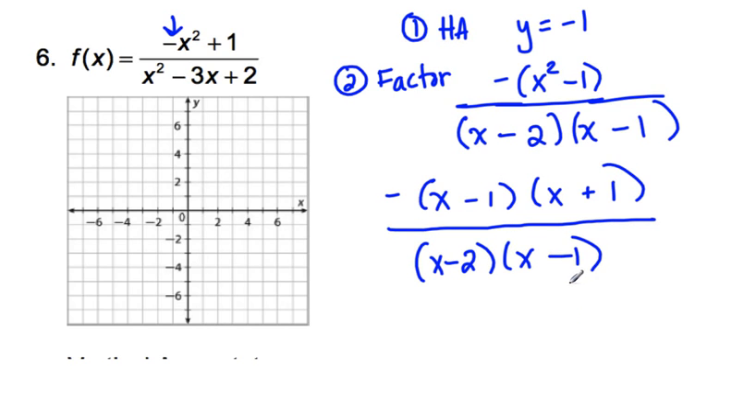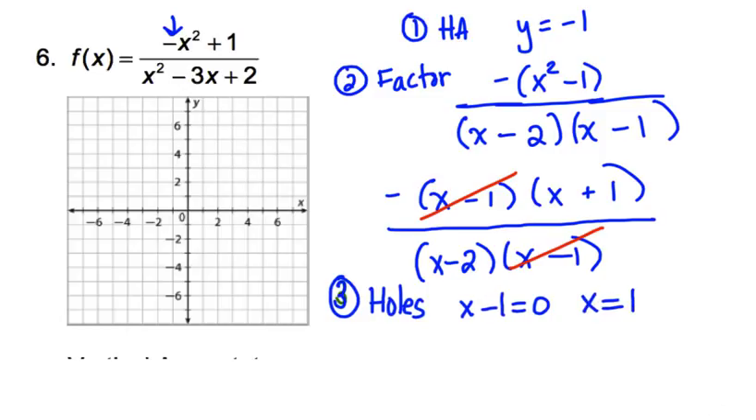All right. What cancels out, guys? The x minus 1s cancel out. So what does that mean about holes? Holes. Where do I have one? At positive 1. Any questions? How do I find a hole? There's where the hole is at. X equals 1 is the hole.